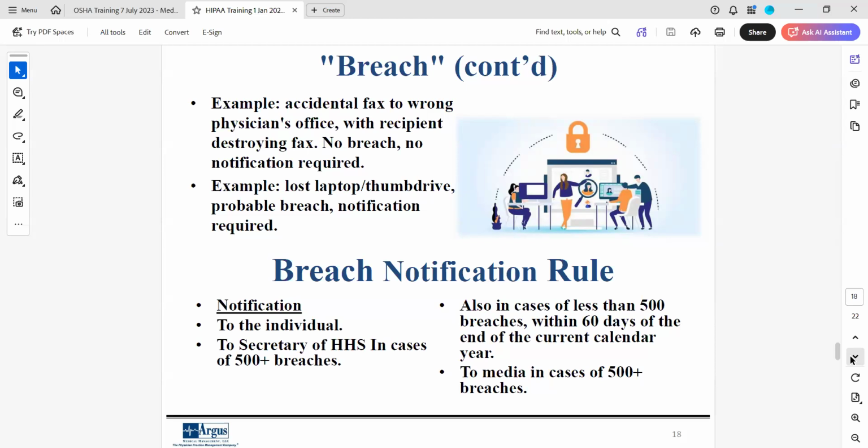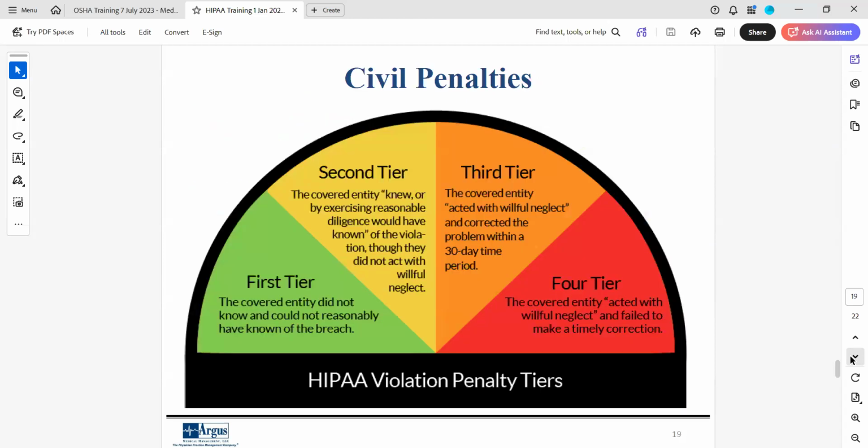Breach notification rule. You have to notify the individual. In cases where there are more than 500 individuals, you have to notify the Secretary of HHS. And also in cases with less than 500 breaches, within 60 days of the end of the current calendar year, and to the media in cases of over 500 breaches. It's a lot of work when there's a breach involved.